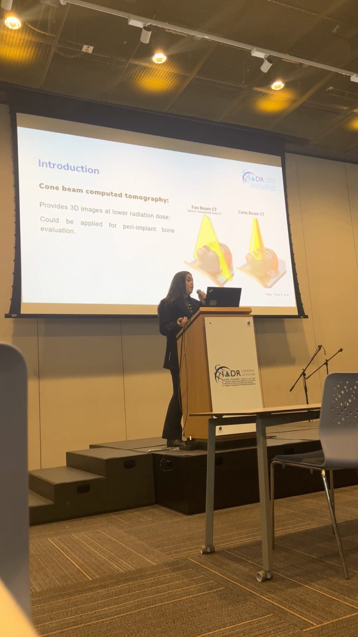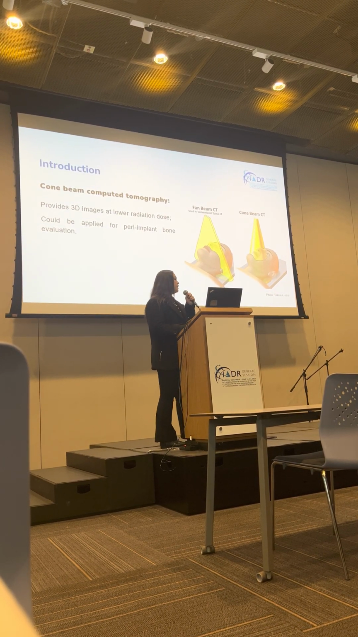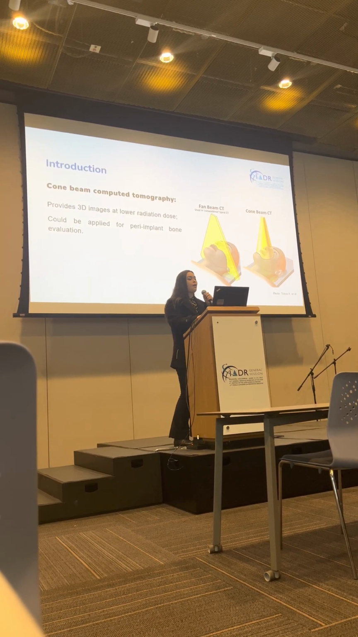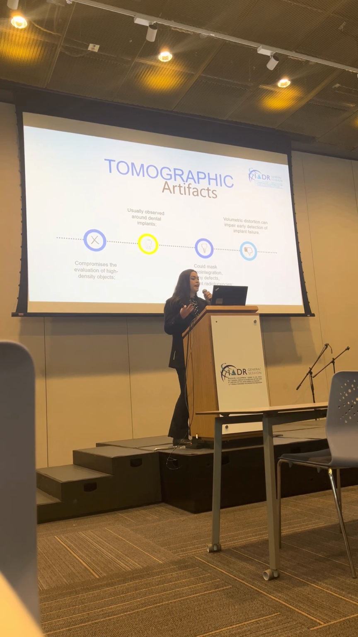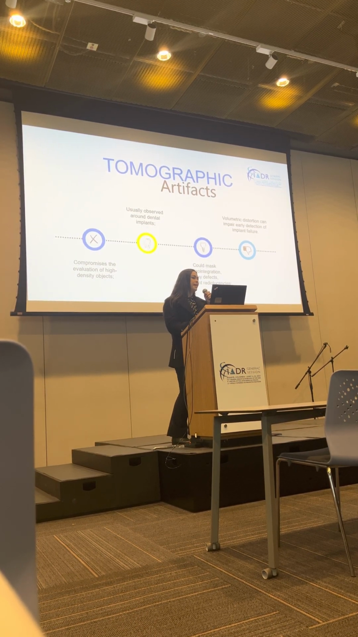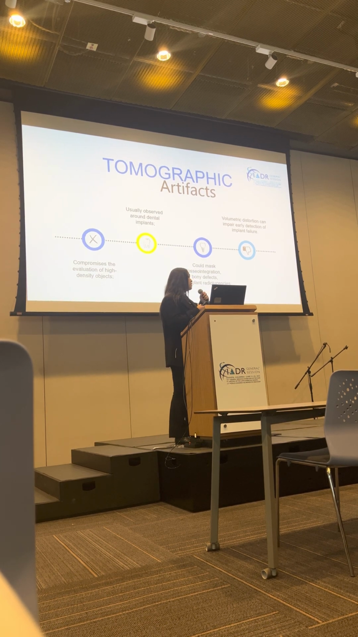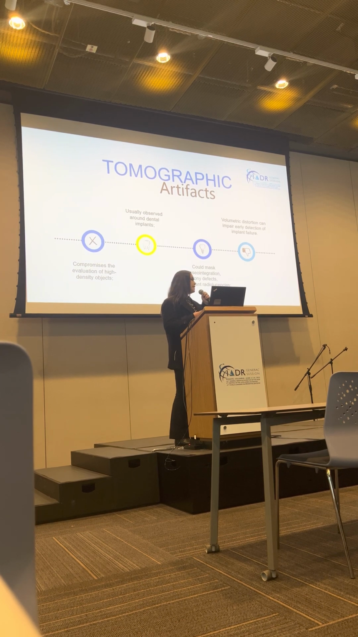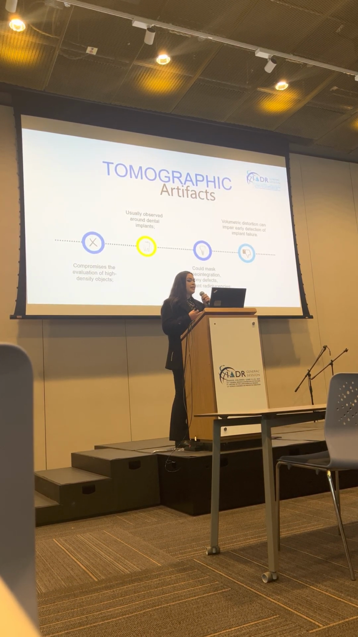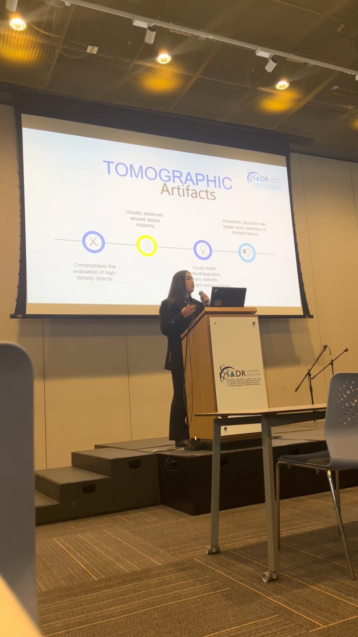Cone beam computed tomography provides 2D images at lower radiation dose and could be applied for peri-implant bone evaluation. However, the appearance of tomographic artifacts compromises the evaluation of high-density objects and prevents their application. They are usually observed around dental implants and could mask osseointegration, bone defects, and peri-implant radiolucence. These artifacts can produce volumetric distortion, and this distortion can impair early detection of implant failure.